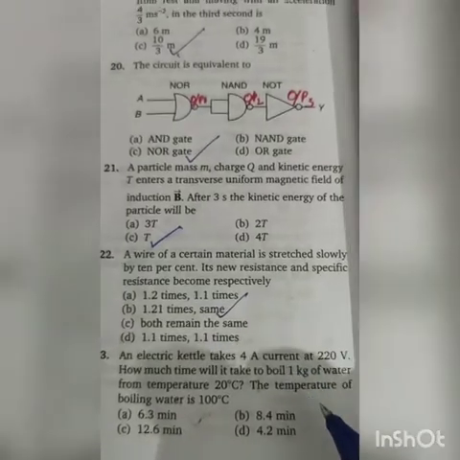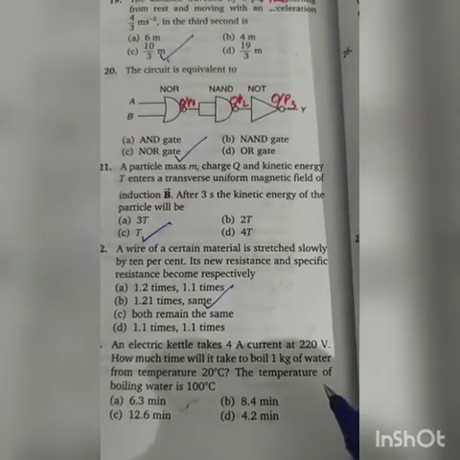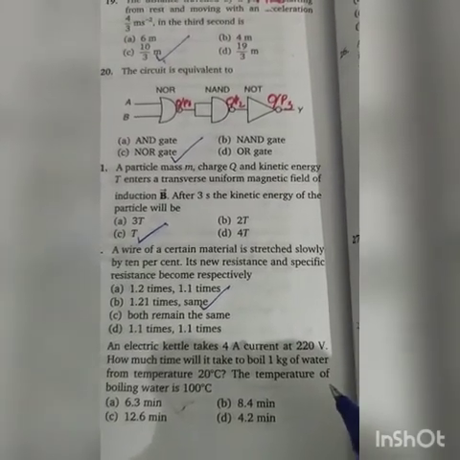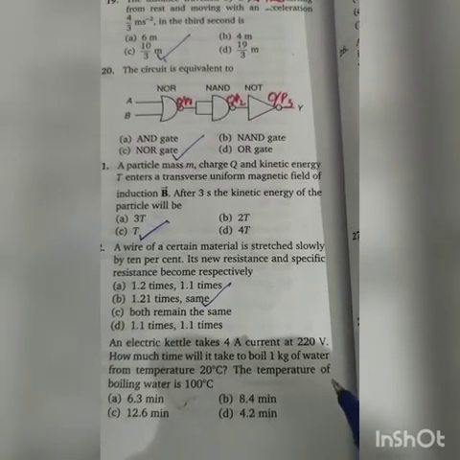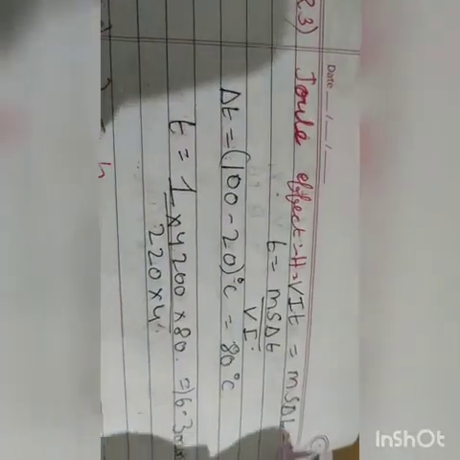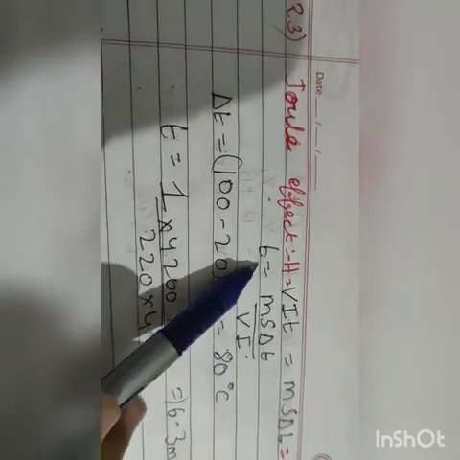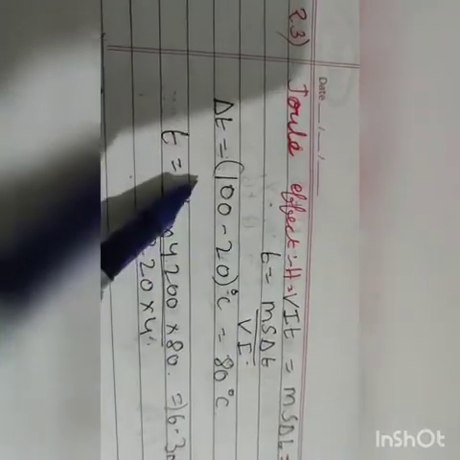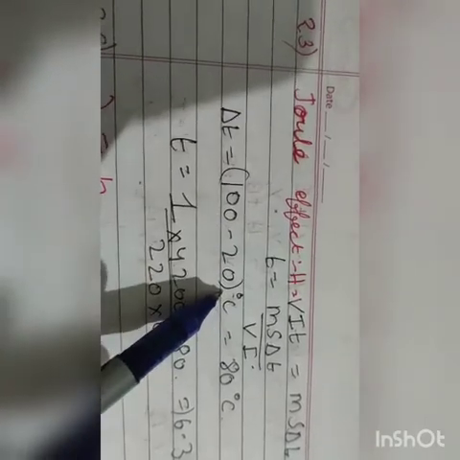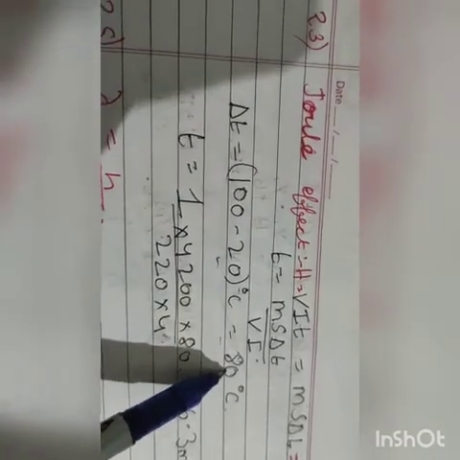Now question number 23. An electric kettle takes 4 ampere current at 220 volt. How much time will it take to boil 1 kg of water from temperature 20 degrees Celsius? The temperature of boiling water is 100 degrees Celsius. So from Joule effect we have H is equal to VIT and Q is equal to MS delta T. So the value of T will be MS delta T by VI. The change in temperature here is 100 minus 20, as final was 100 and initial was 20. So it comes out to be 80 degrees Celsius.